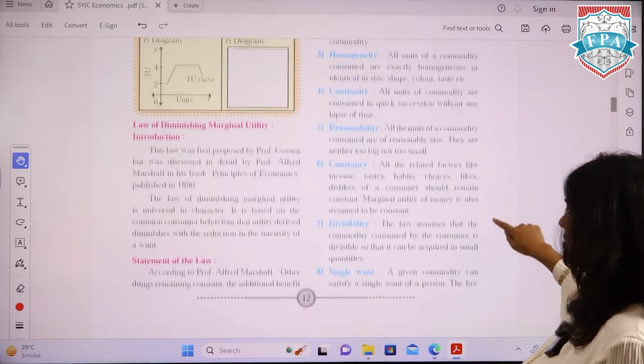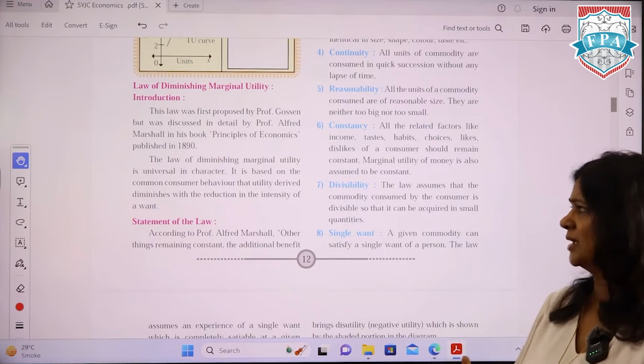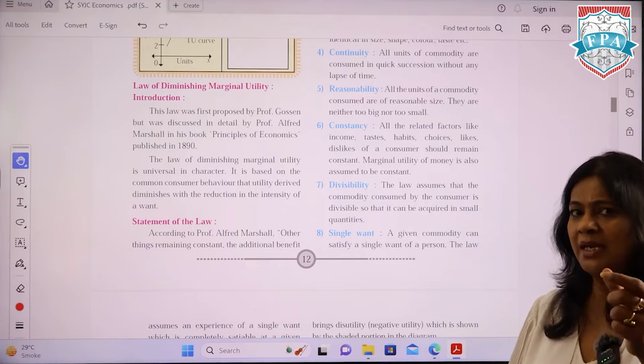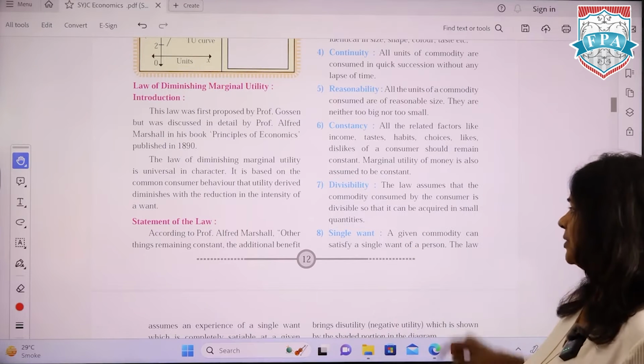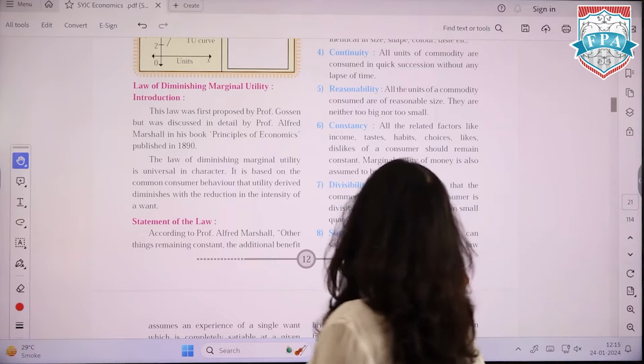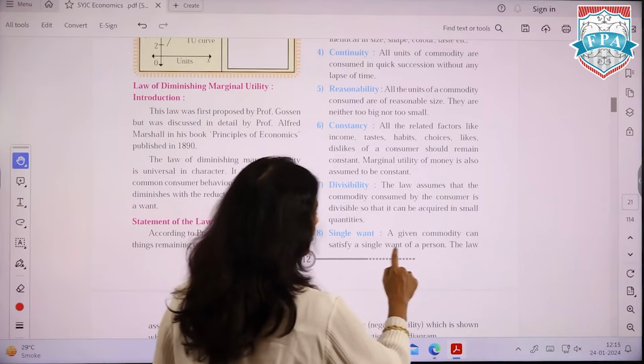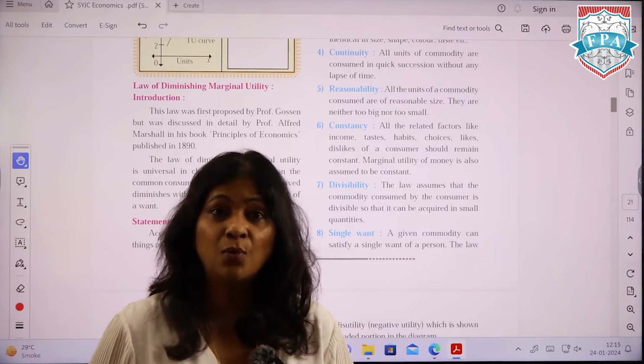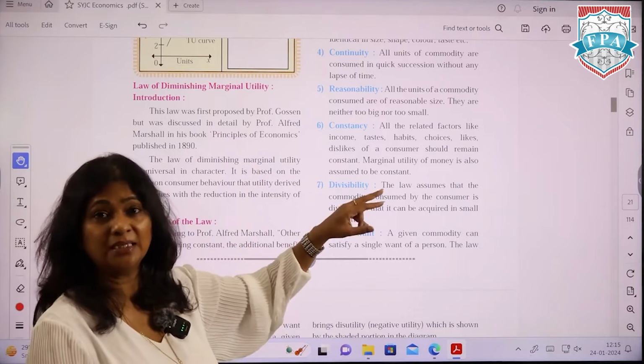Yes, it talks about that the product can be divided or it can be divisible. मैं आधी रोटी खा सकती हूँ या एक निवाला ले सकती हूँ, ये बहुत जरूरी है. And yes, a given commodity can satisfy a single want of a person. If it is capable of satisfying more than one want, फिर ये concept या principle apply नहीं करेगा.